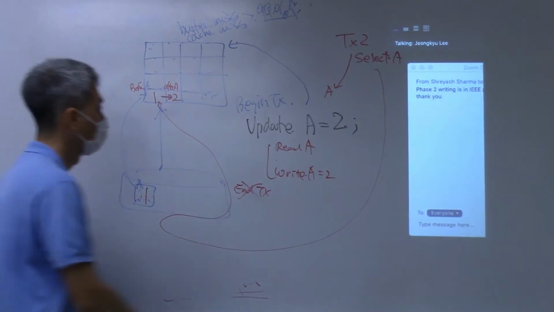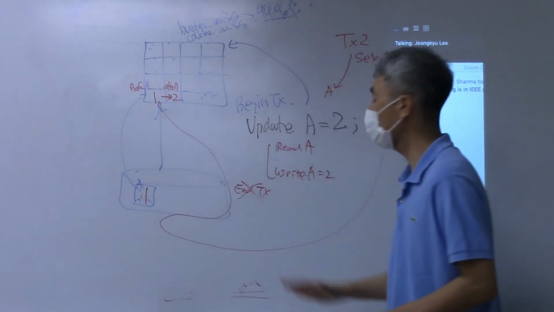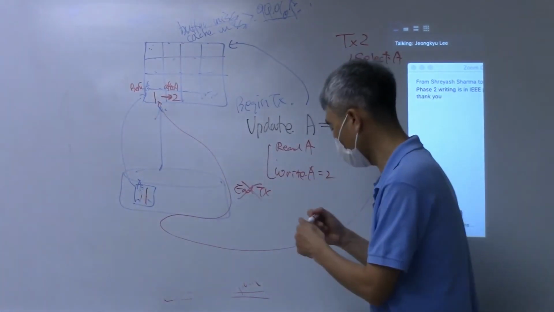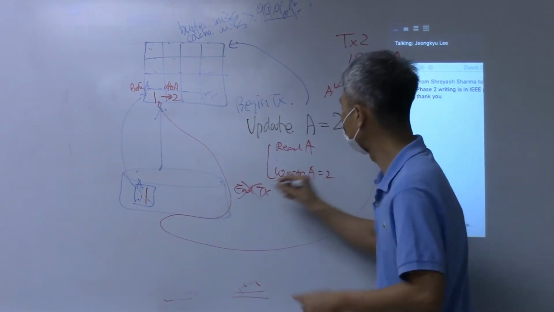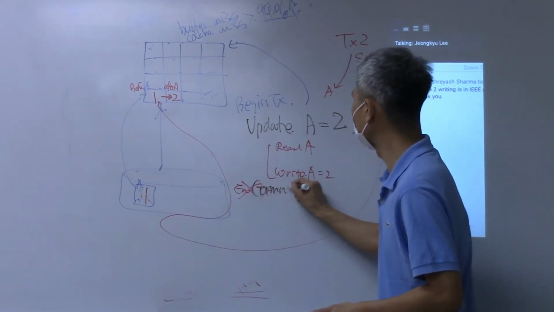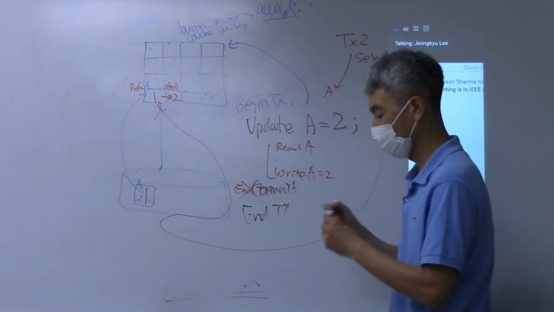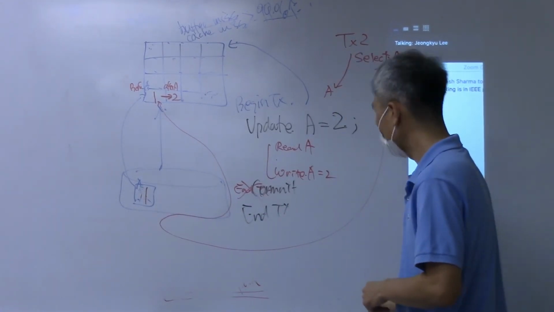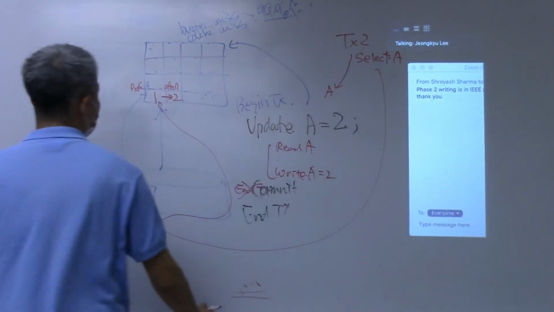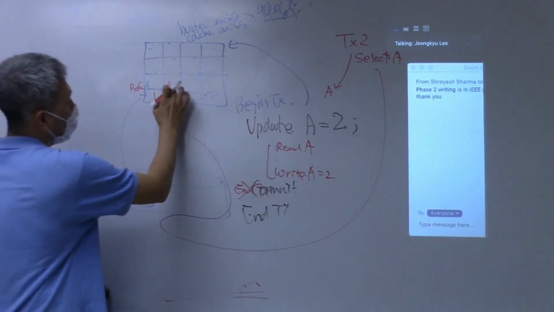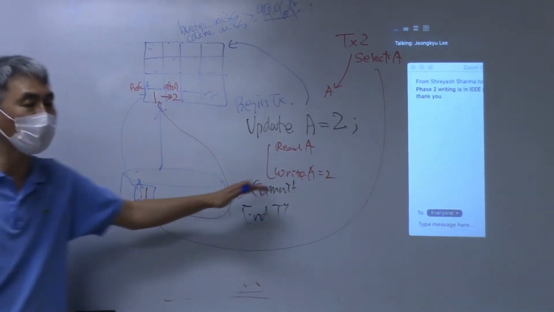Okay, then everything looks good, so we are going to commit. Commit, which means end transaction. So what happened here? This one will be permanently applied because it's a commit.